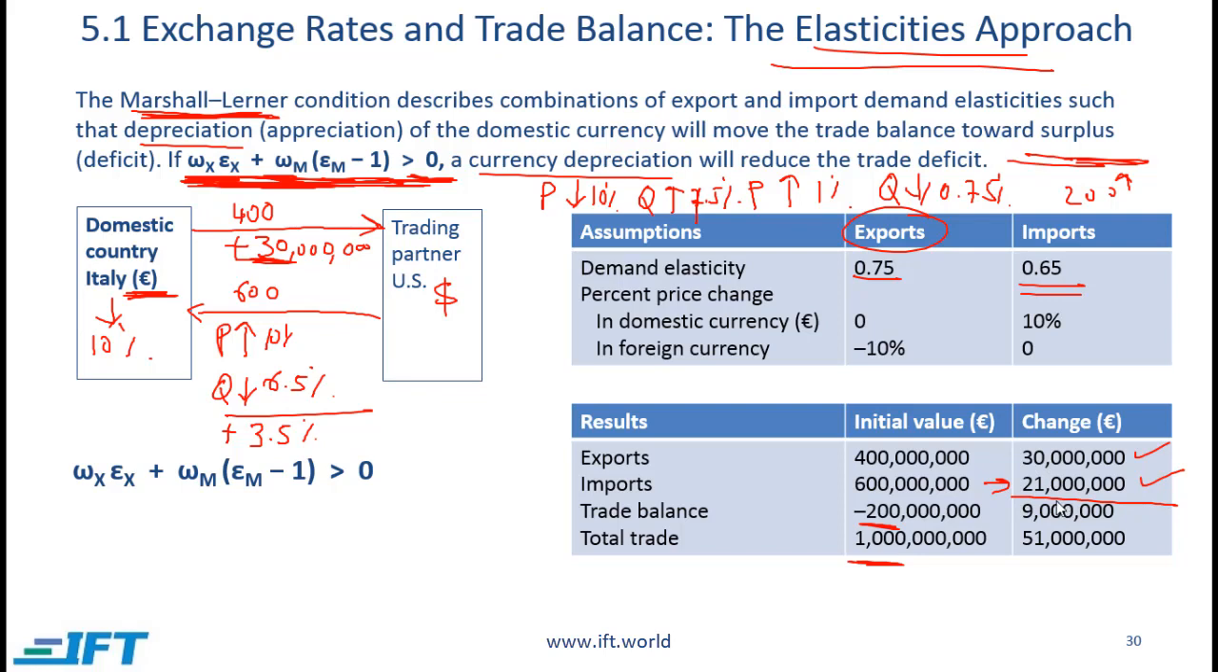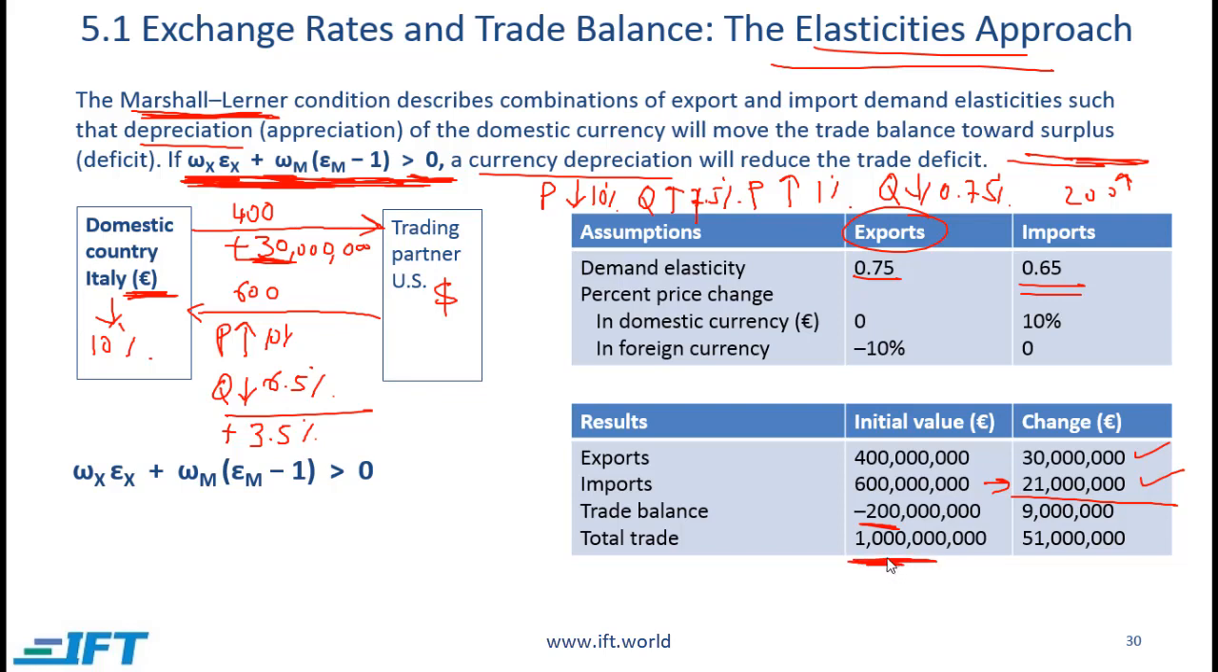Exports went up, imports went up, but exports went up by more than the imports, and the trade balance actually reduces by 9 million because exports went up 9 million more than imports. Therefore, the trade balance now is 9 million better. Initially, our trade balance was a deficit of 200 million. Now that deficit has been reduced by 9 million.